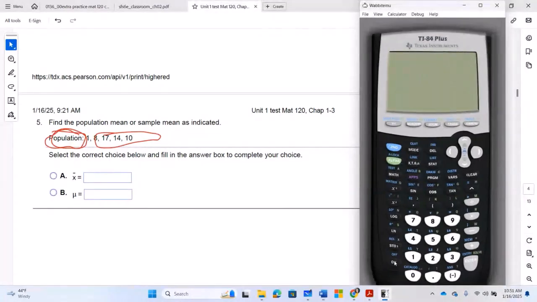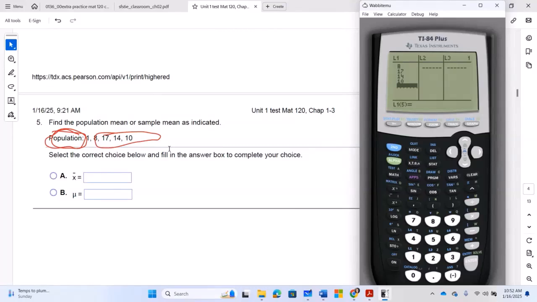Let's just do this. I'm going to go back to L1 again. I hope you know how to get there. I'm going to clear L1, clear, enter. I'm given population data: 8, 17, 14, 10. So I'm going to type them in: 8, 17, 14, 10. That's population data.